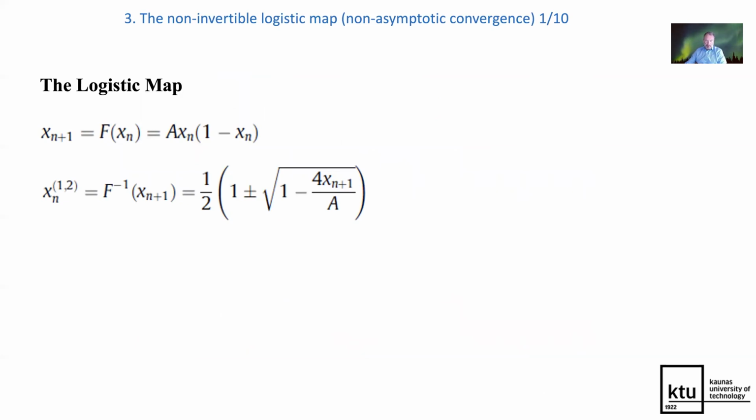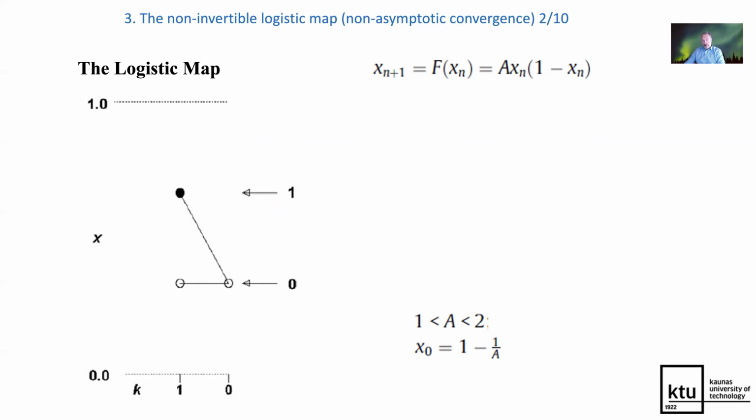The logistic map. It's completely clear that the map is non-invertible. If we want to make one step backwards, we need to solve the quadratic equation. So each time we are trying to move back in time, we have an option of two choices.